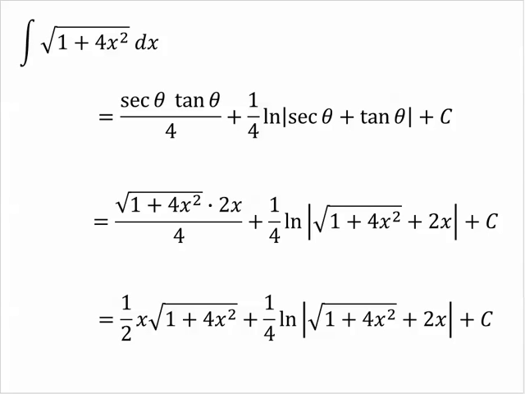And at this point, remember we had our bounds 0 to 2, so you would have to evaluate this at 2, evaluate it at 0, and then find the difference, and you would get the exact answer instead of an approximate answer.